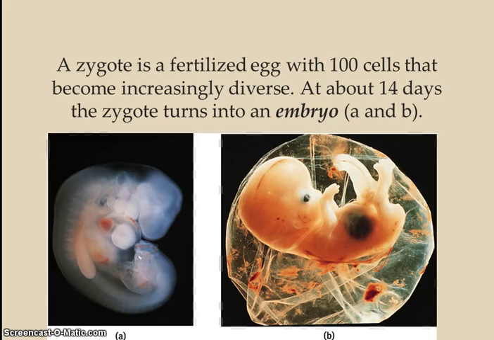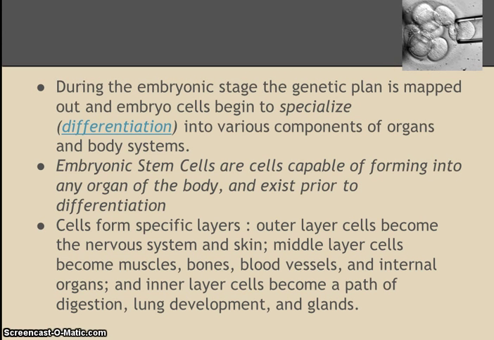At about 14 days, the zygote turns into an embryo. Right here on the left-hand side, you have your zygote, and on the right side is the embryo. During the embryonic stage, the genetic plan is mapped out, and the embryo cells begin to specialize or differentiate themselves into various components of organs and body systems. You have what's called embryonic stem cells, which you may have heard about in the news in stem cell research, and we'll look at that in class. They are cells capable of forming into any organ of the body and exist prior to differentiation.